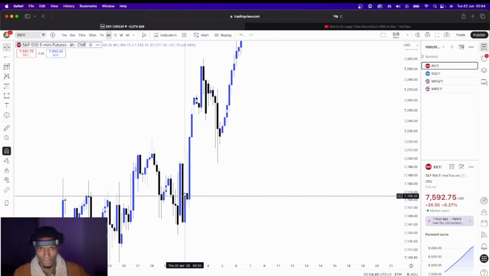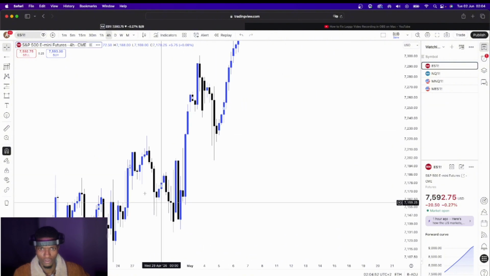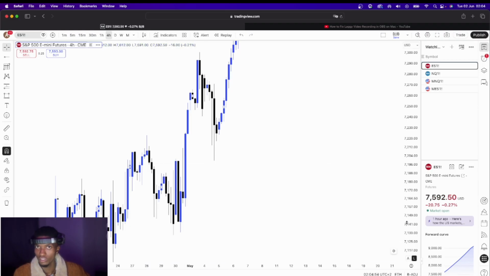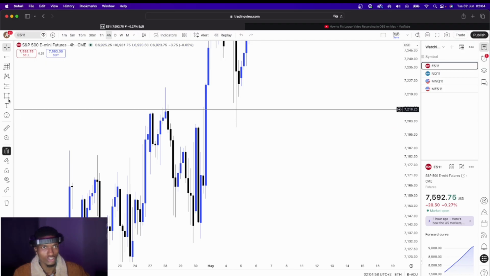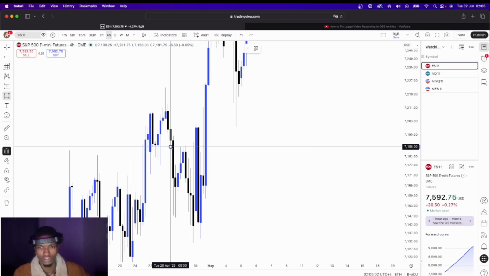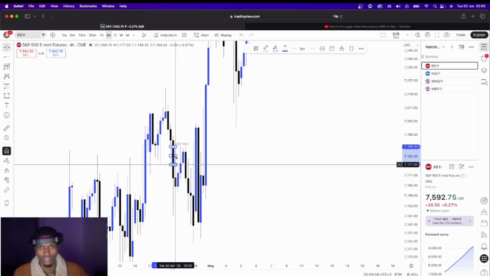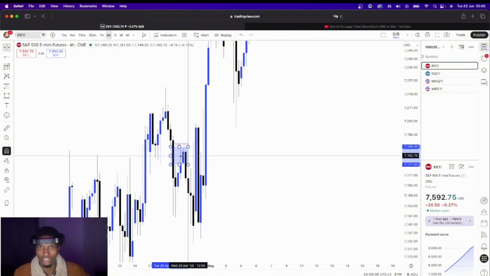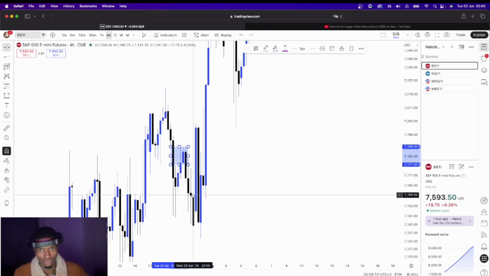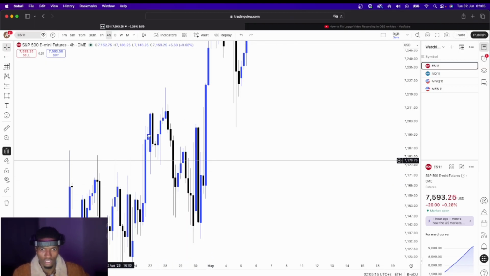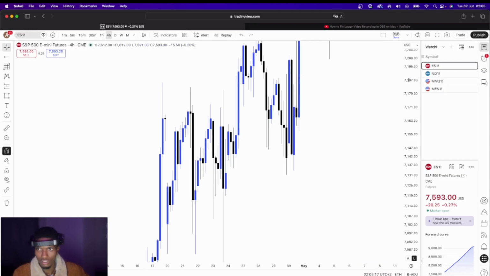So let's see there. Remember, this is for the purpose of explaining it, so don't come for me. So what do we have here? There, there. A fair value gap. What did price do? It came into the fair value gap, filled it, then it went out. See? That's what a fair value gap is.